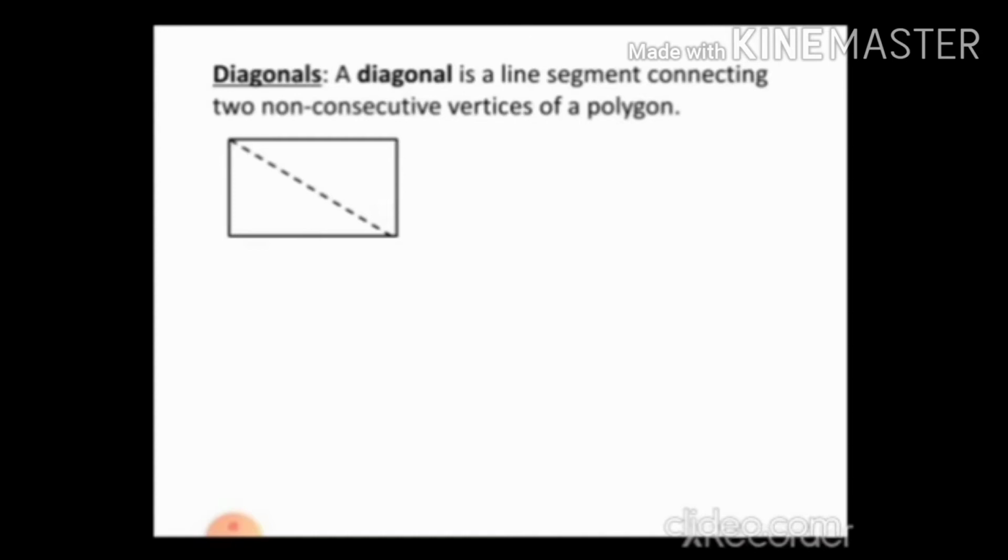See, this one is the first diagonal. Now we will show you the second diagonal also in the same way. So this is the second diagonal. Now in this figure, one of the diagonals will be inside and one will be outside. So see, this one is the diagonal which is lying outside and this one is the one which is lying inside.